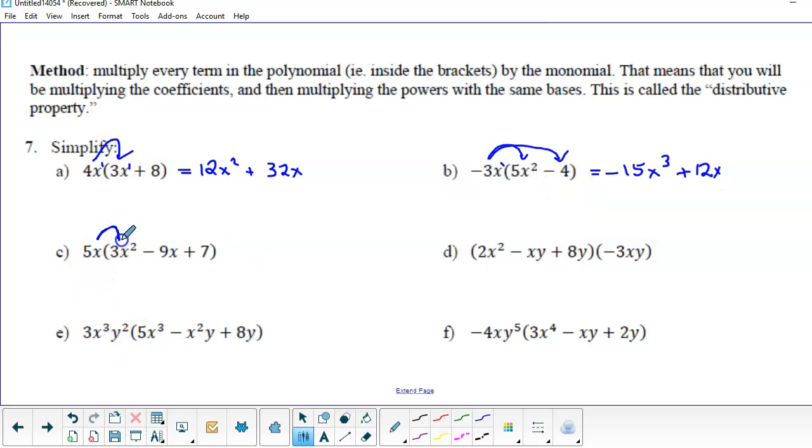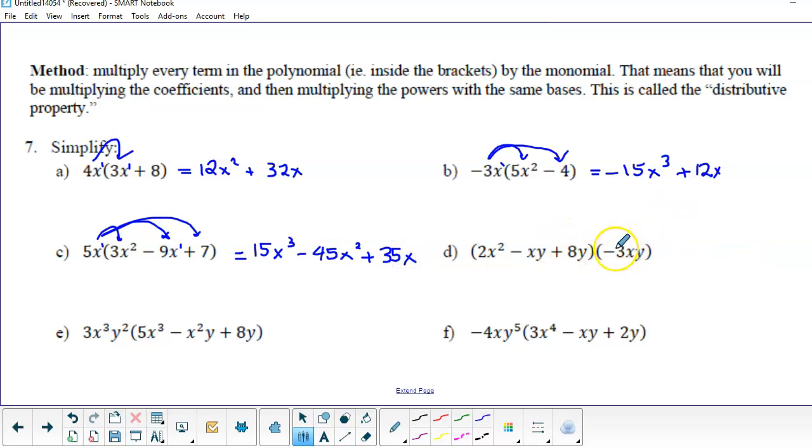Next one, now we have a trinomial. Notice how the trinomial, there's no like terms, it's simplified, so we should end up with a trinomial. Okay, so 5 times 3 is 15. That's x to the 1, so x times x squared is x cubed. 5x times negative 9x is negative 45x squared, so I'm going to put subtract 45, and it's x squared because that's x to the 1 times x to the 1. And then 5x times 7 is 35x. Positive, so it's a plus.